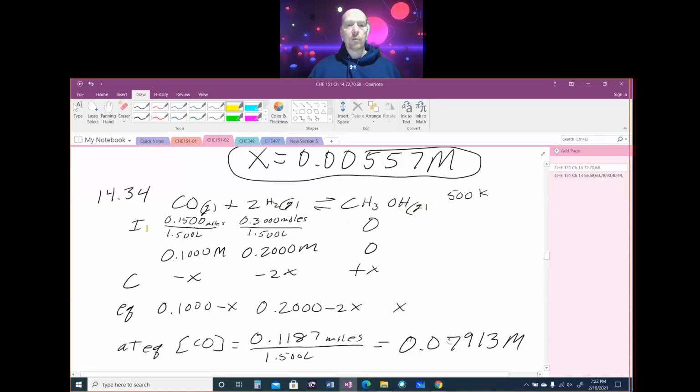All right. So the problem gives you the initial moles of 0.1500 moles and the volume of 1.5 liters. So I always convert to molarity. All right, and so I converted my CO to molarity, and I got my 0.1 molar, 4 sig figs. I'm going with the 4 sig figs. For the H2, they gave 0.3 moles for the H2, and again, a 1.500 liter flask.